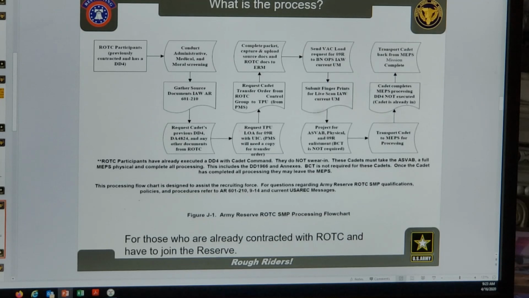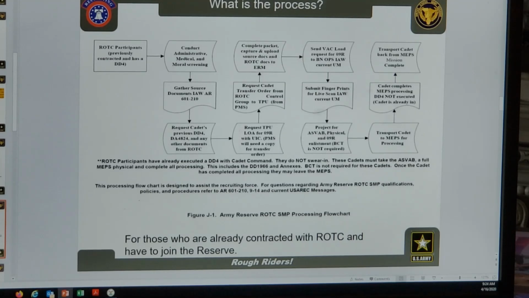All right. So this next slide, this is your contracted participants with ROTC. This is somebody who has already done a DD Form 4, executed that enlistment contract with ROTC. They're already in. They've already sworn their oath. How do these people come to you? Generally, they've accepted some sort of scholarship and they have to be in the Army Reserve by 10 days after accepting whatever scholarship. So these are the ones who are going to bring you a packet and say, hey, Sergeant, I need to join the reserve.